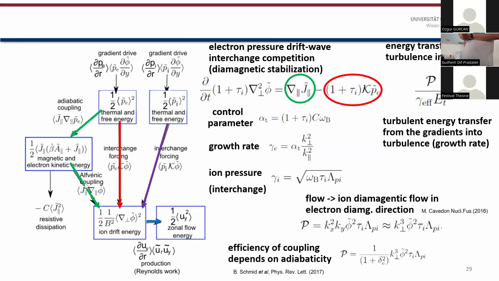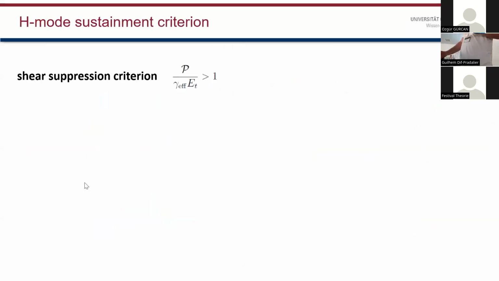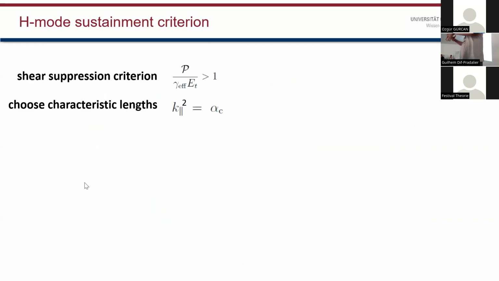Then we have an efficiency of the coupling of the adiabaticity, how effective the zonal flow coupling is. This was also something in the last talk. Put everything in, and then we have our shear criterion, but it still depends on two characteristic lengths. For the parallel length, we now use our alpha critical to be consistent with the previous data set. For the perpendicular wave number, we do not take the resistive ballooning mode because we tested it and it did not work. Instead, we used the KBM and it works.